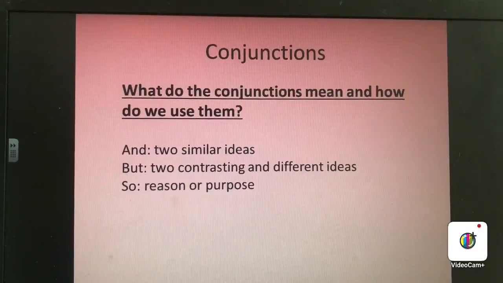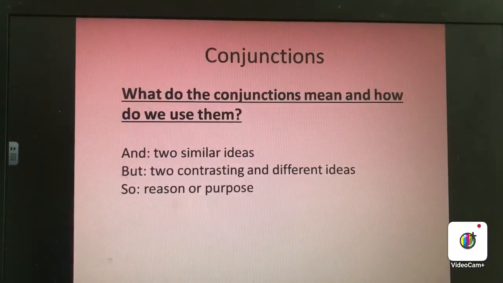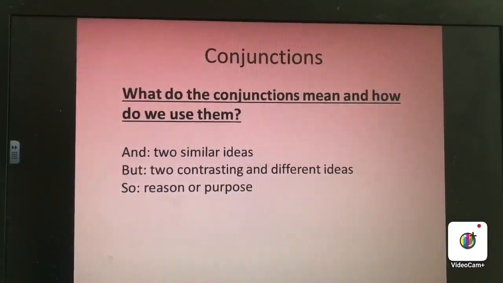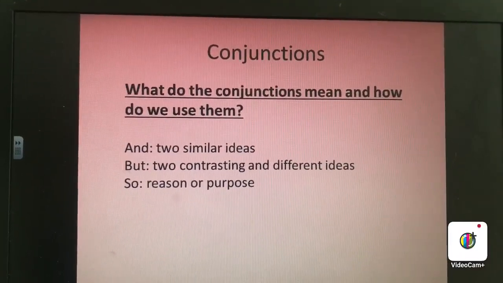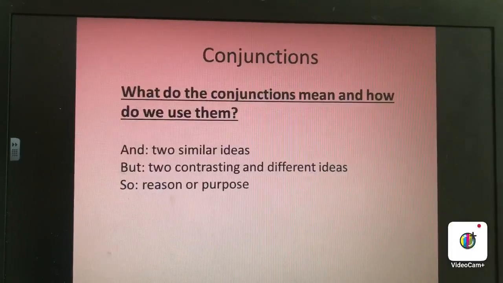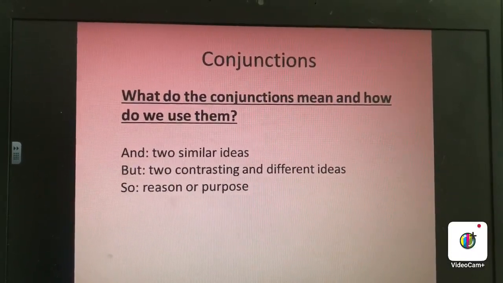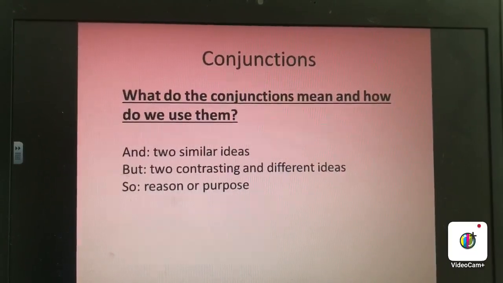What do the conjunctions mean and how do we use them? We use and when we're linking two similar ideas together. We use but when it's two very different ideas. And we use so to give a reason or a purpose. Let's see how that would look in a sentence.